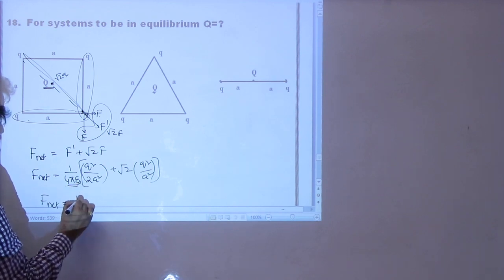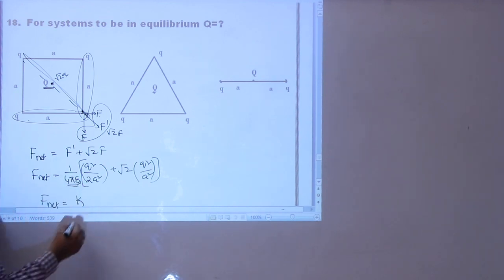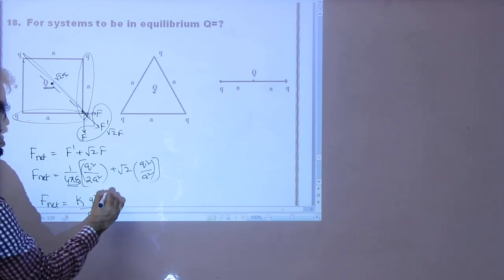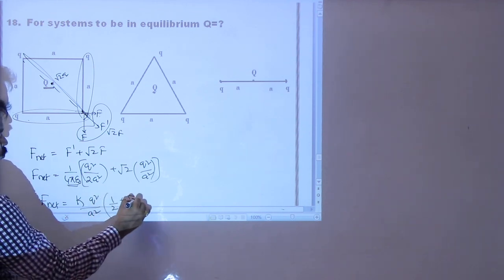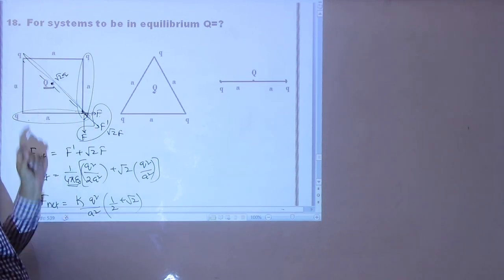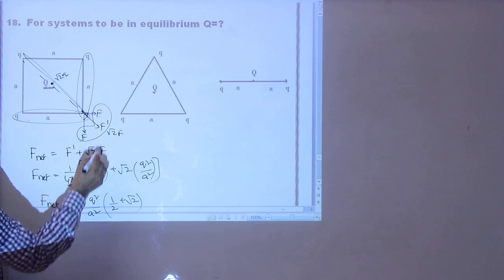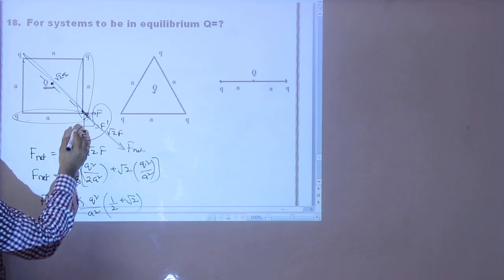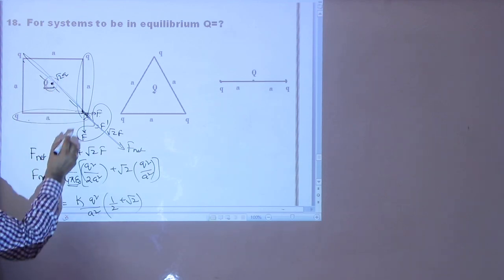So you can write this F net as K, let me write 1 by 4 pi epsilon naught K, Q square by A square common, and the remaining terms are 1 by 2 plus root 2. This is the net force of these four charges. Now, the direction of this force will act in this direction. This is the net force.